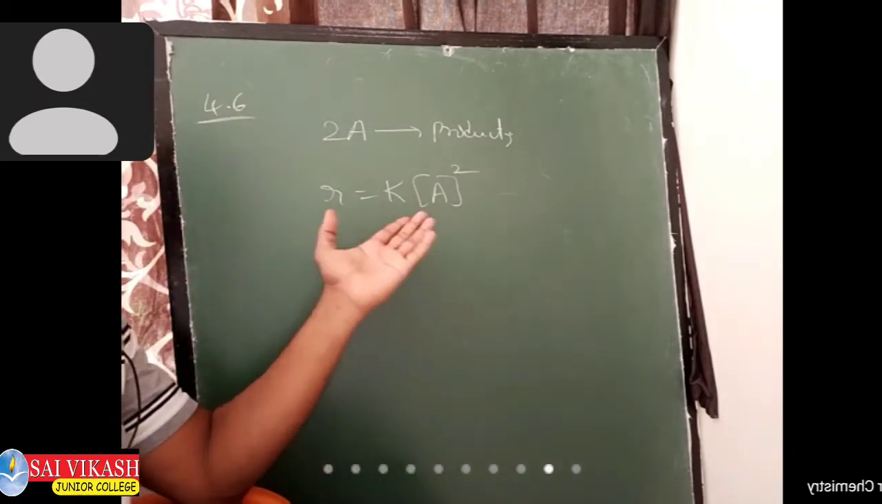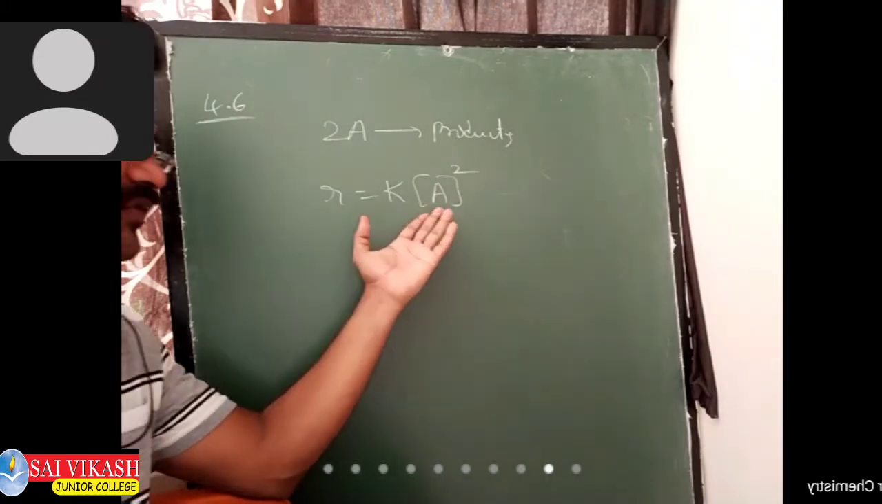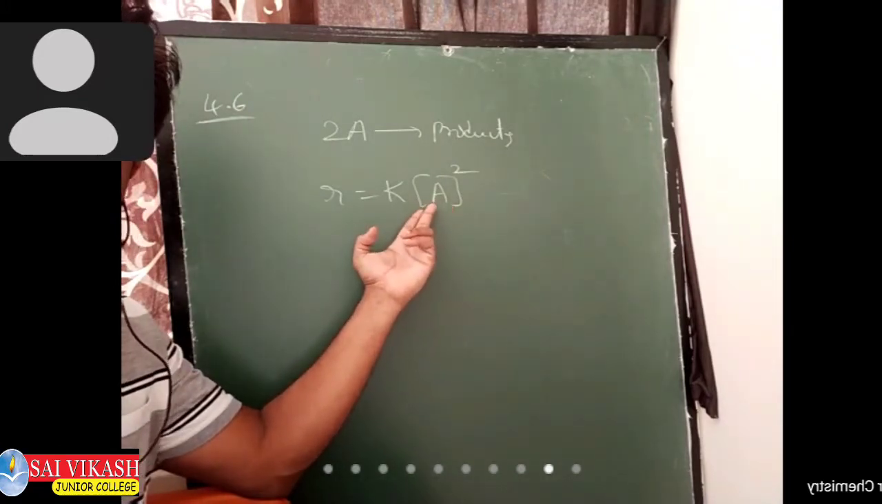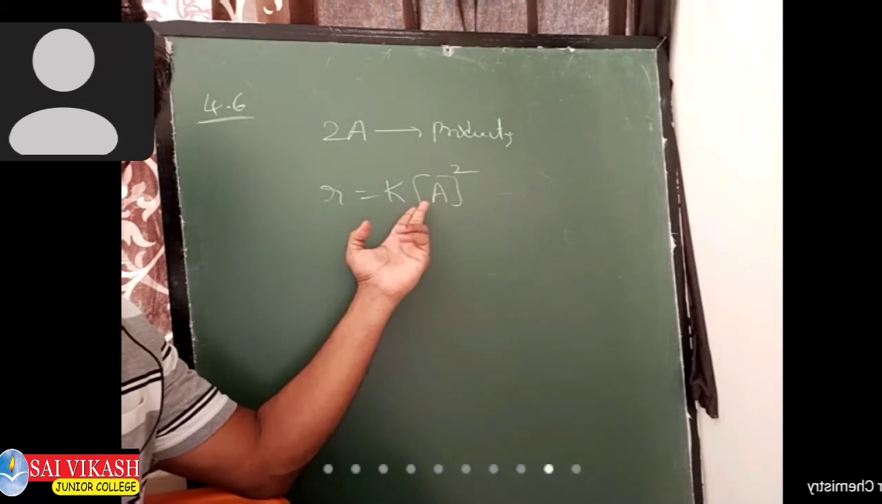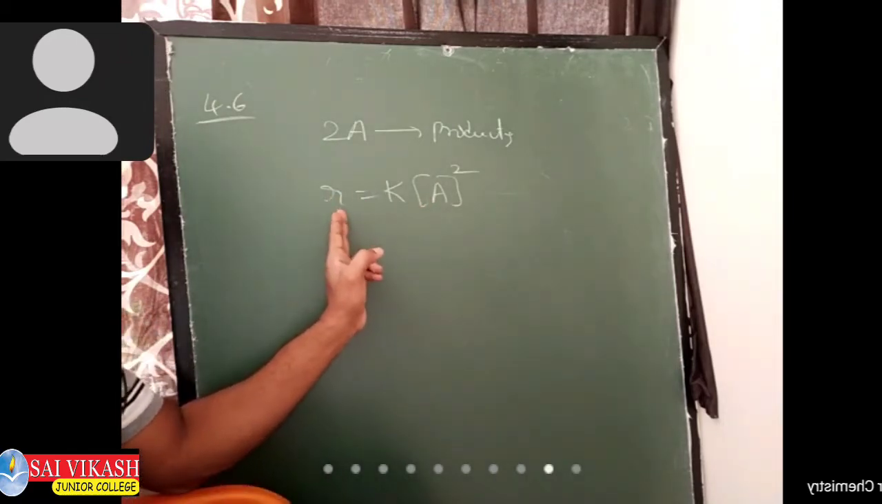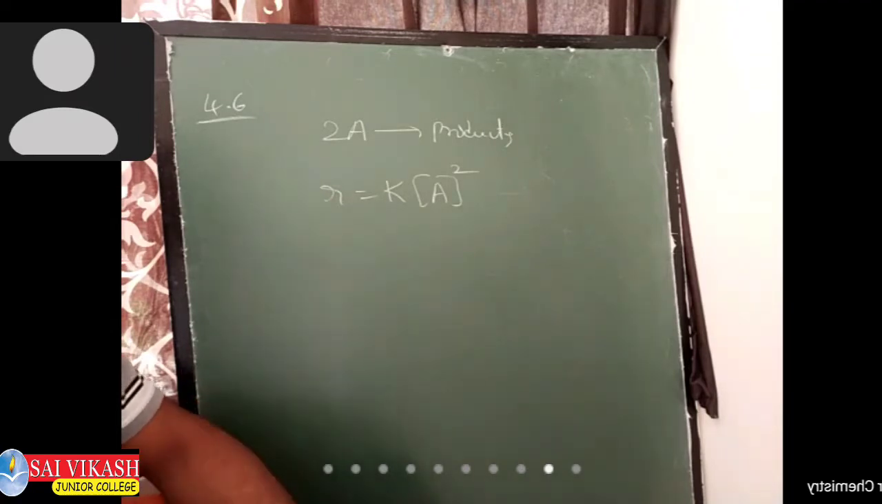Come on, please answer. Clearly you can understand, no? If A is increased by 2 times, then the rate of reaction R is also increased by how many times? I am asking.